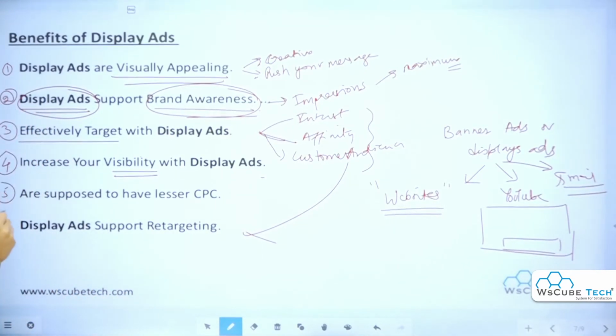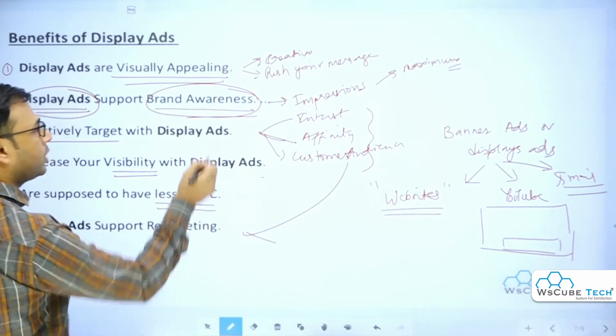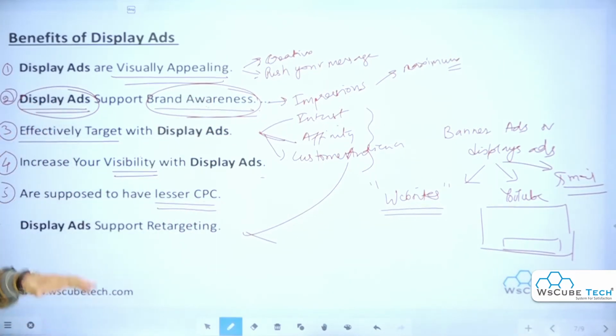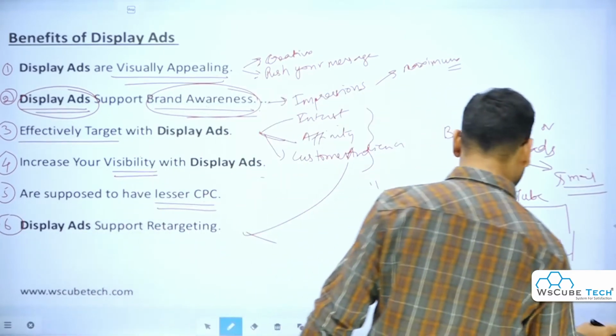And these display ads are supposed to have lesser CPC, as I told you here also. These are not that costly, because what you are doing here is basically outbound marketing, and the outbound marketing approach is comparatively less costly when we compare it with search ads or inbound marketing. The sixth one is that display ads also support remarketing. That is what I was telling you.